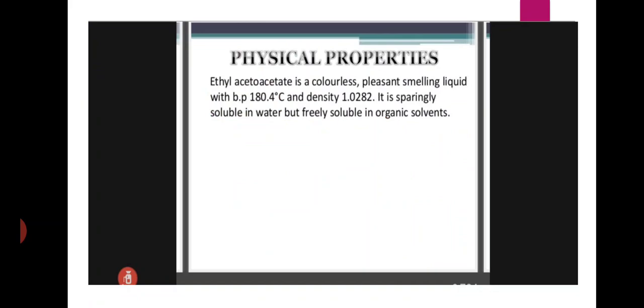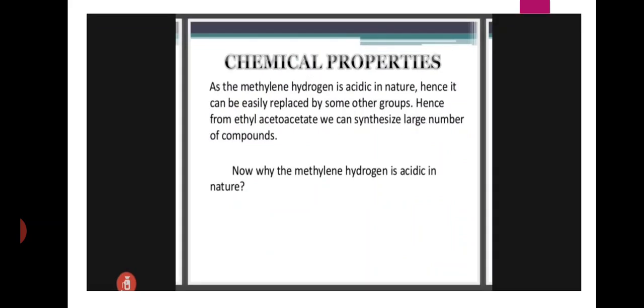Physical properties of ethyl acetoacetate. Ethyl acetoacetate is a colorless liquid and it has a pleasant smell. Boiling point is 180.4 degrees centigrade. Density is 1.0282 and it is sparingly soluble in water and completely soluble in organic solvents. These are the physical properties.